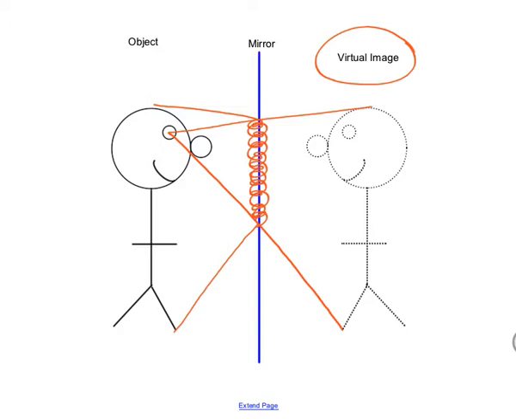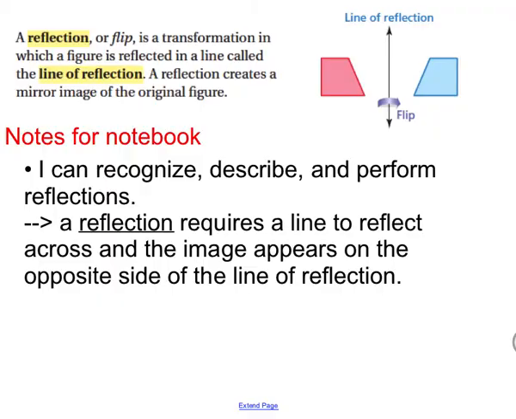That will be after this video. But first, in your notebook, I can recognize, describe, and perform reflections. Notice that a reflection or flip is a transformation in which a figure is reflected in a line called the line of reflection. A reflection creates a mirror image of the original figure. So I can recognize, describe, and perform reflections.